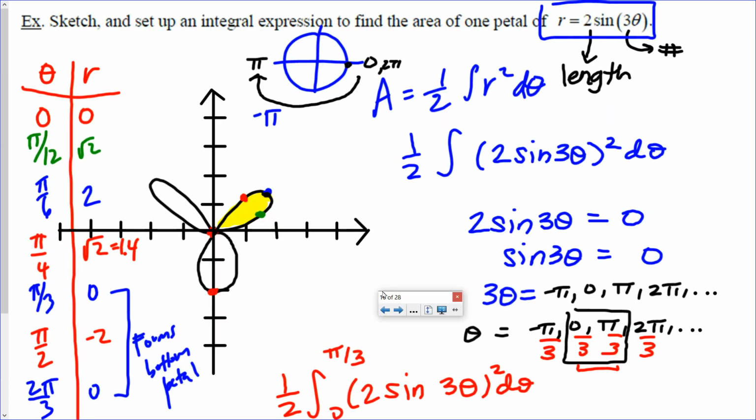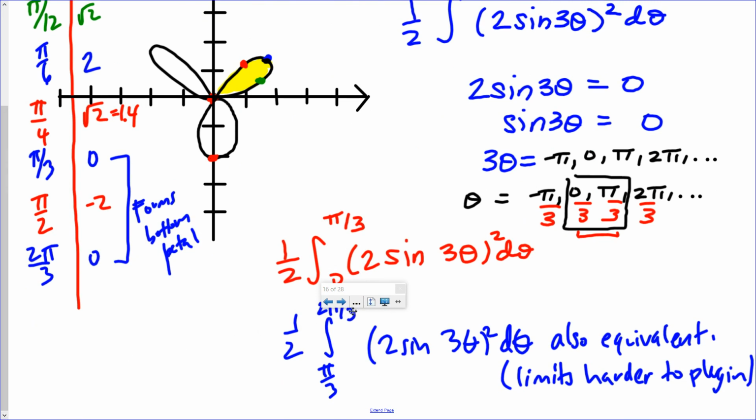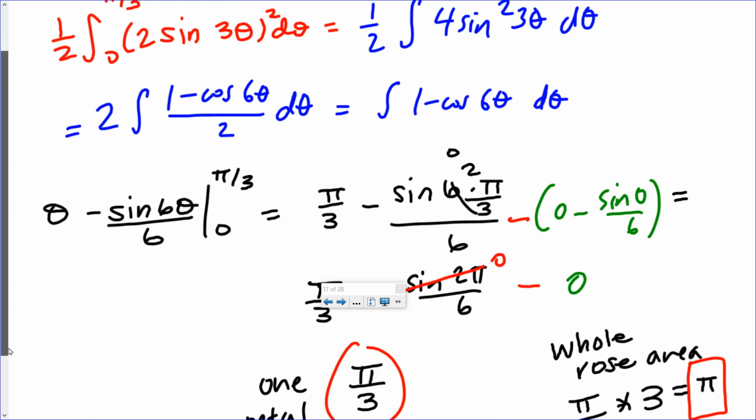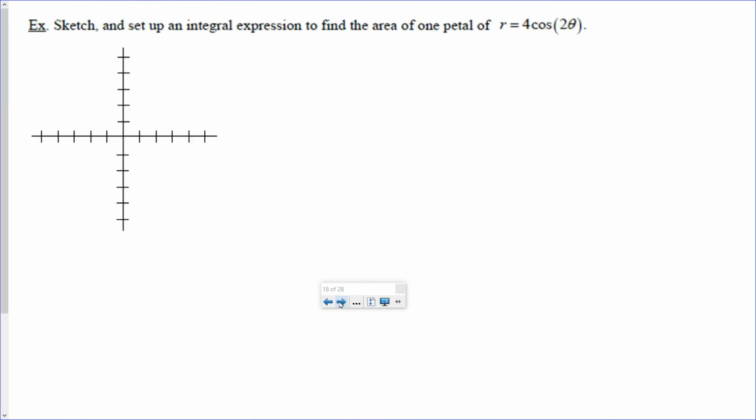All right, I'll tell you the answer if I can find it here, and you guys can check your answer when you're done. I don't know the answer. Sorry. Is it pi over 3? Yep, it's pi over 3 for one petal area. Very good. If you wanted the whole rose, you multiply that by 3 and you get pi if you want the whole rose. Okay, let's look at your next problem.